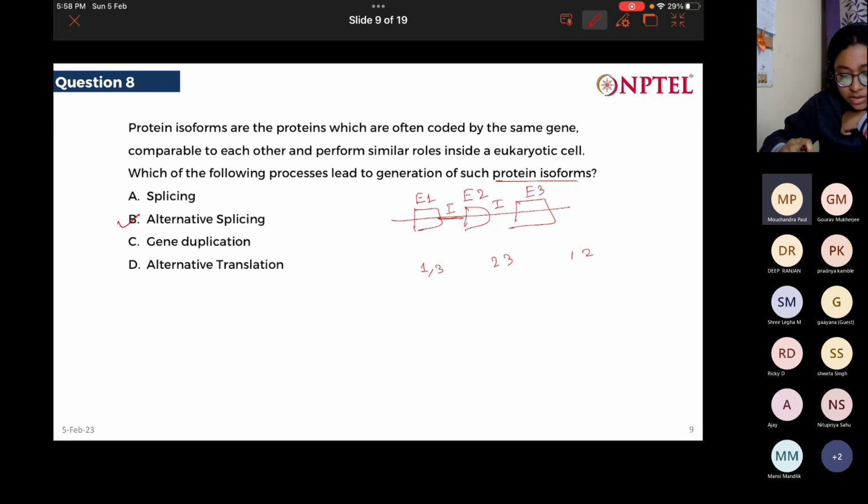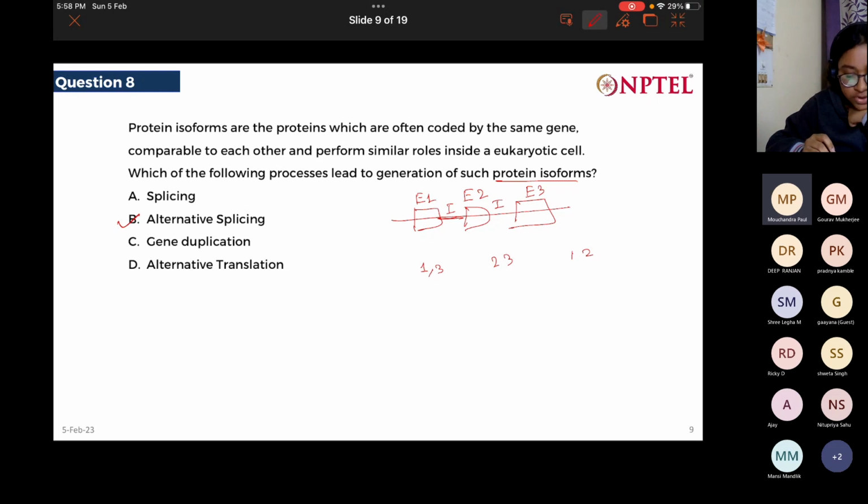Now in this question, what they're saying is protein isoforms. What are protein isoforms? These are proteins which are coded by the same gene, and they are comparable to each other, and they perform similar roles inside a eukaryotic cell. Which of the following processes leads to the generation of such protein isoforms? So here the answer is alternative splicing.